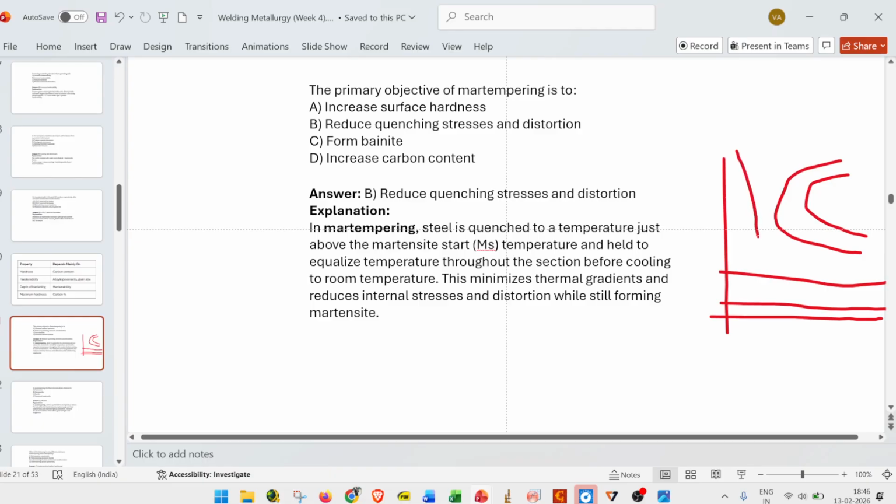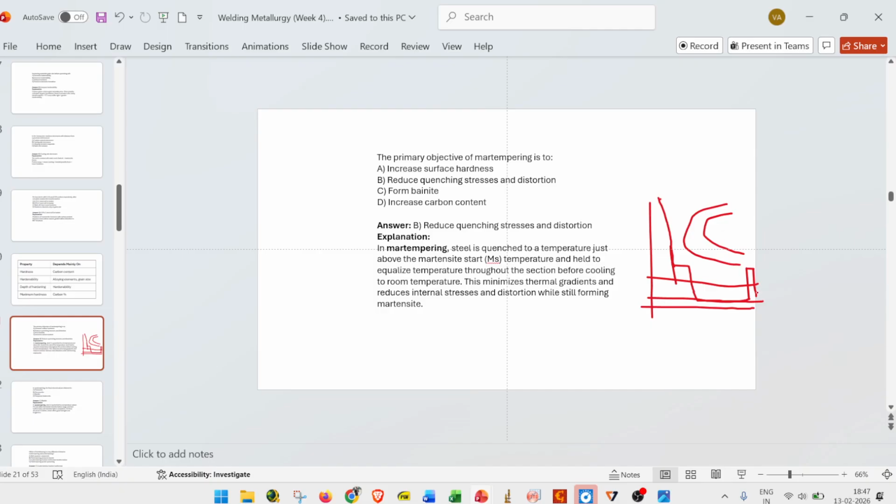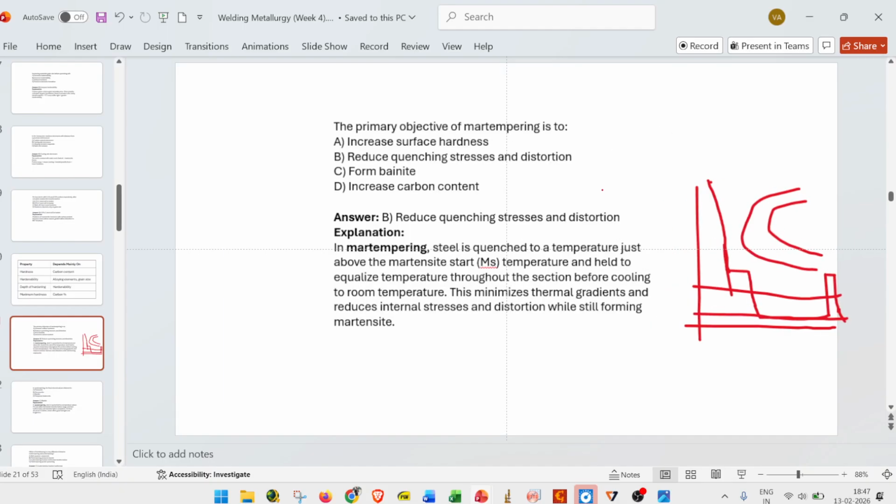In case of martempering, we will cool up to here and we will hold for some time isothermally. Then we will reach the martensitic phase region. Then we will leave it for some duration. Then we will heat it to above the martensitic starting temperature, hold it and cool it. So this is the martempering process.